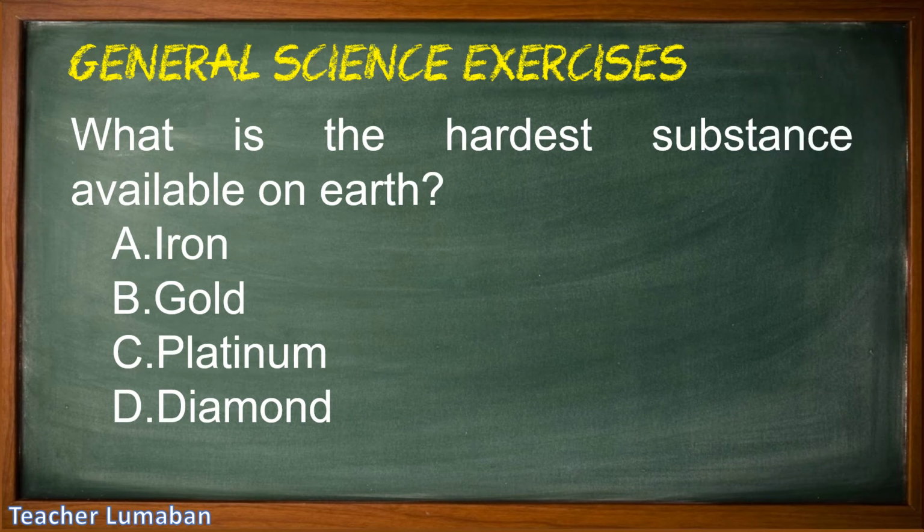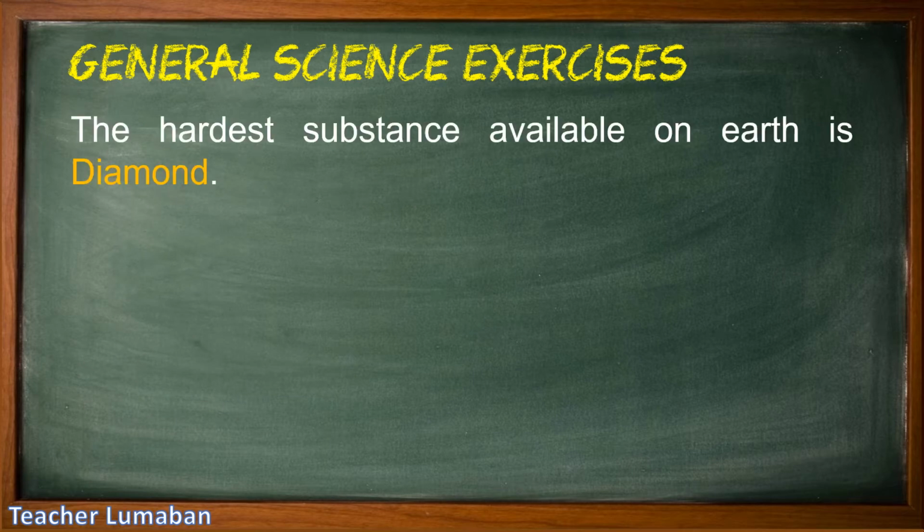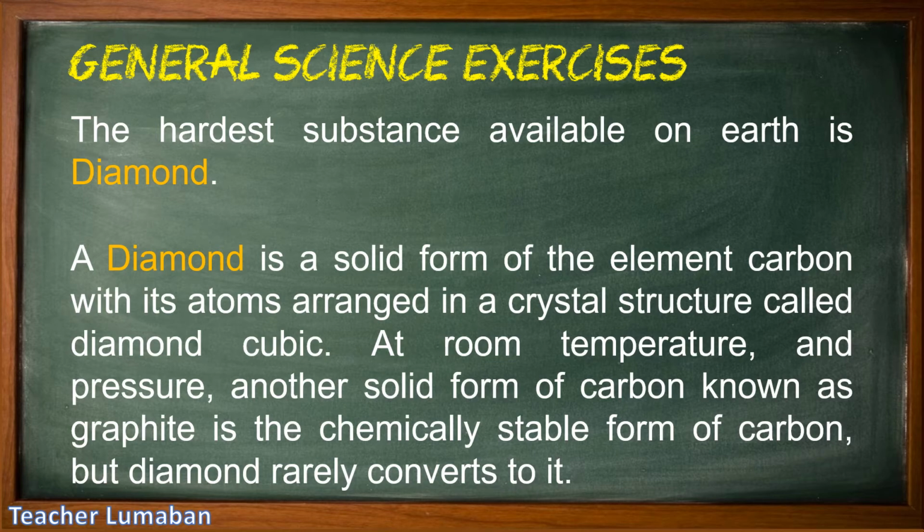The suitable description is letter D, diamond. The hardest substance available on Earth is diamond. A diamond is a solid form of the element carbon with its atoms arranged in a crystal structure called diamond cubic. At room temperature and pressure, another solid form of carbon known as graphite is the chemically stable form of carbon, but diamond rarely converts to it.